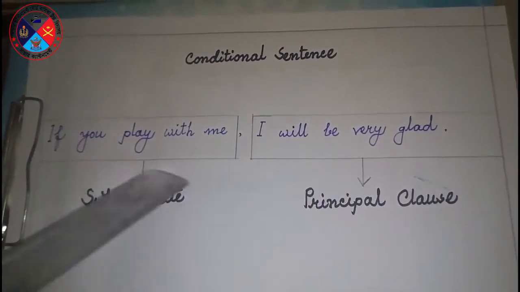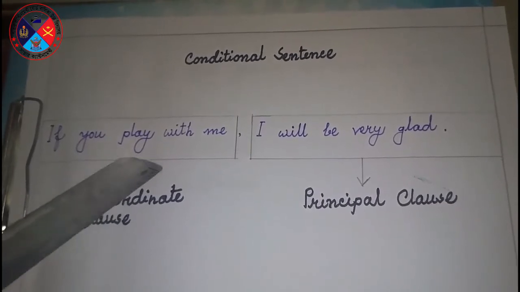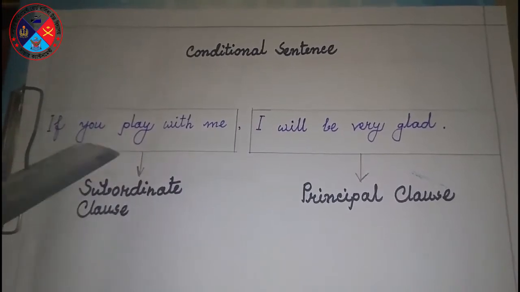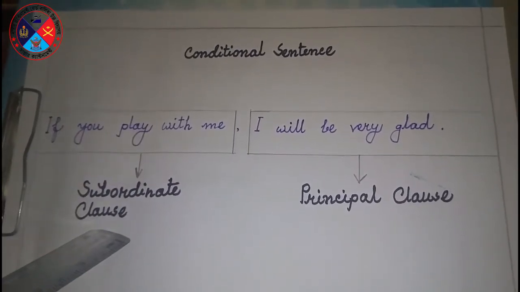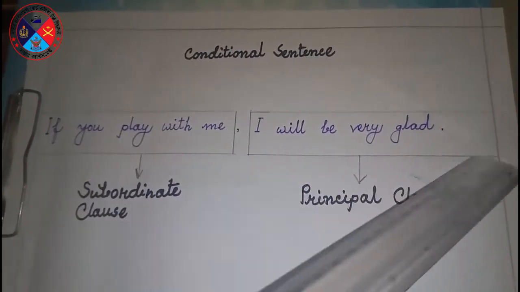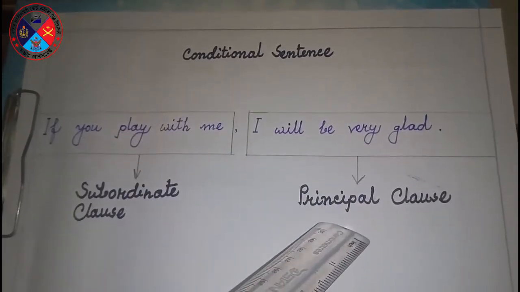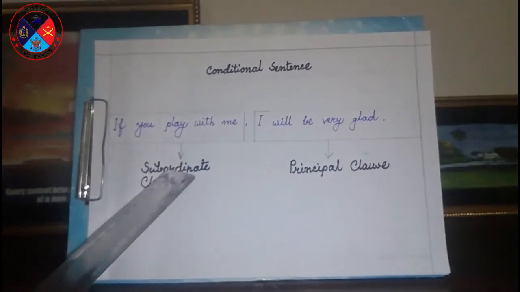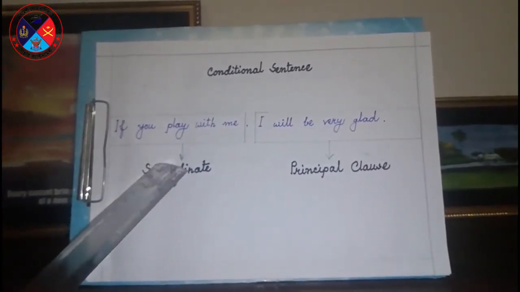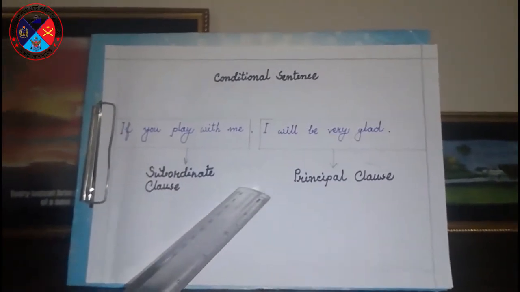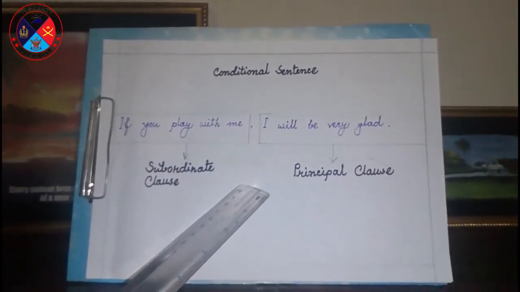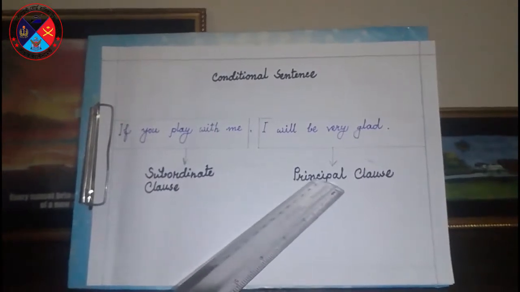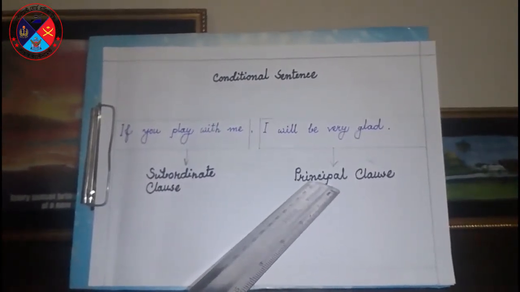There are two parts or clause in this sentence. This one is subordinate clause and this one is principal clause. There are two parts or two clause in a conditional sentence. One is subordinate clause and another is principal clause.